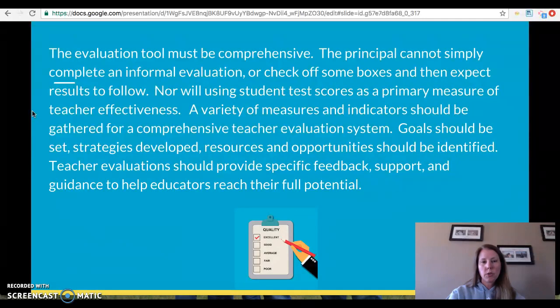The evaluation tool must be comprehensive. The principal can't simply complete an informal evaluation or check off some boxes and then expect results to follow. Nor will using student test scores as a primary measure of teacher effectiveness. A variety of measures and indicators should be gathered for a comprehensive teacher evaluation system. Goals should be set, strategies developed, resources and opportunities should be identified. The teacher evaluation should provide specific feedback, support, and guidance to help educators reach their full potential.